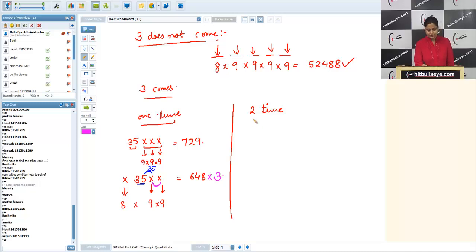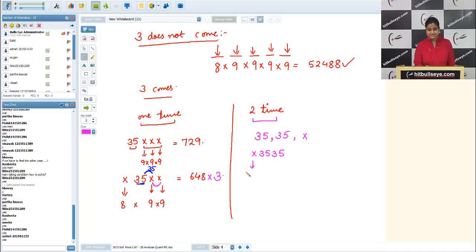Now coming to if 3 comes 2 times. If 3 comes 2 times, it means we are using 35 and 35. Because that was the basic condition: 3 should be immediately followed by 5. Now there is only one digit remaining that we have to make a choice. So my number can be this way.